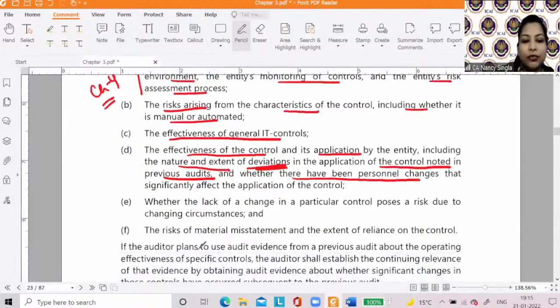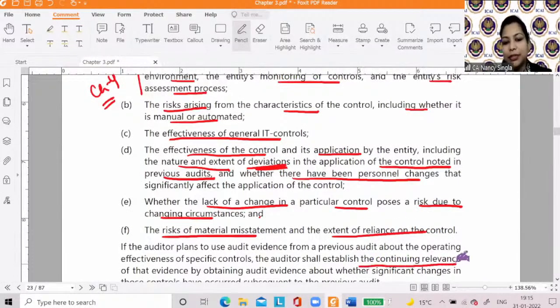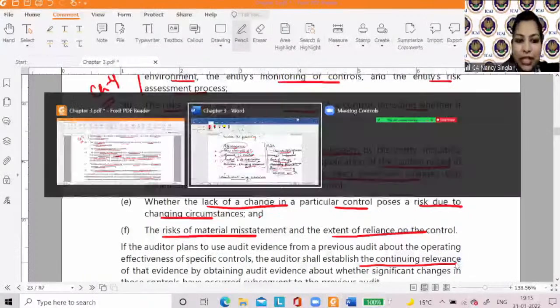Then risk of whether the lack of change in a particular control poses risk due to changing circumstances, and risk of material misstatement and extent of reliance, and please establish the continuing relevance. Okay? So with this, we have finished test of control.